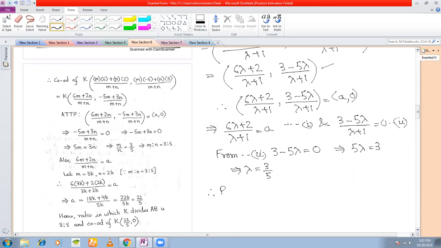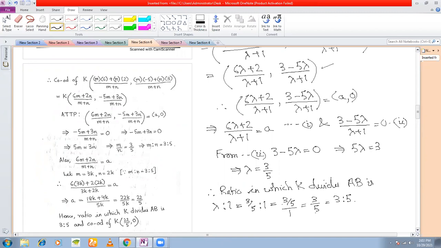Therefore, the ratio in which K divides AB is lambda is to 1, which we have taken. Lambda is 3 by 5 is to 1, which is equal to 3 by 5 by 1, which is equal to 3 by 5, which is nothing but 3 is to 5. Fine. I have taken m and n here in solving.